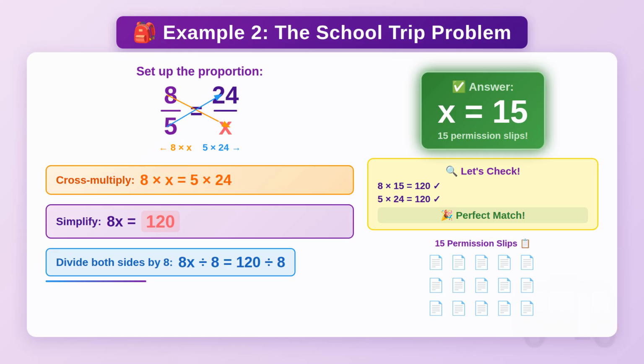Let's check. 8 over 5. Does that equal 24 over 15? 8 times 15 is 120. And 5 times 24 is 120.